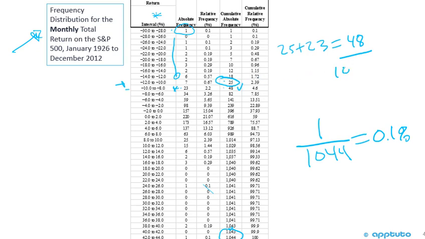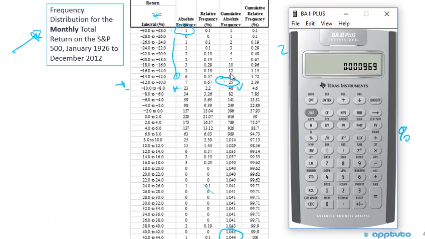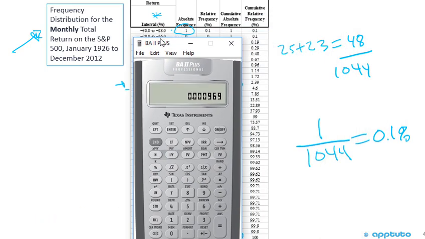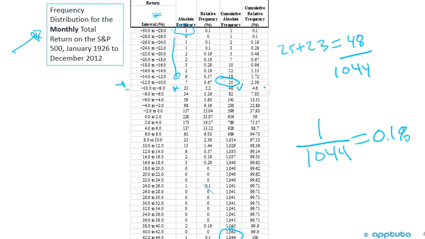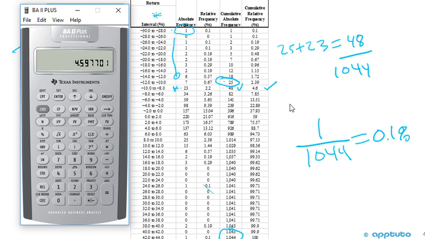If we divide by 1,044, I'm just going to bring up the calculator and move it over to the left-hand side. 48 months divided by 1,044 months, and if I multiply by 100 so we can see the number more clearly, gives us 4.59. And sure enough, there's my 4.6%. So that's how we get our cumulative frequency.